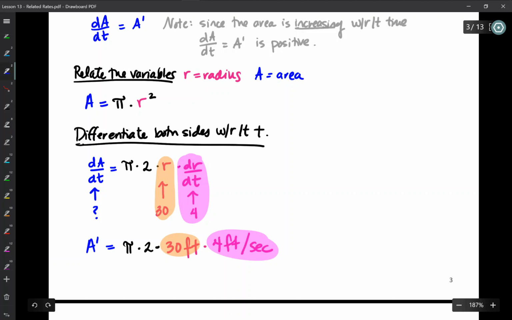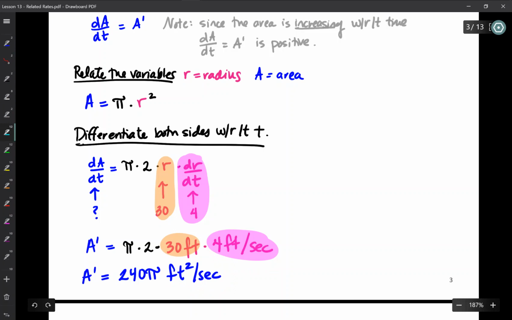Multiplying straight across, we get our final result. A prime is equal to 2 times 30 is 60, times 4 is 240, times pi is 240 pi. Feet times feet, that's square feet per second. And that's good that those units work out here. My area units are square feet per unit of time, per second. And we are all done.